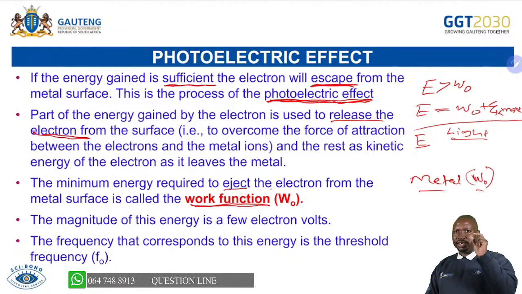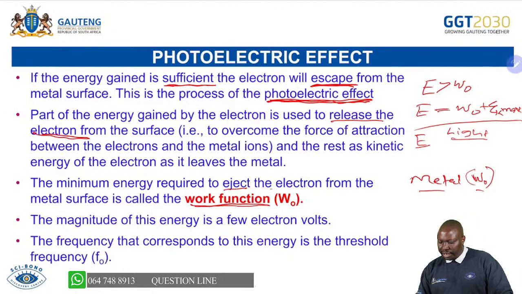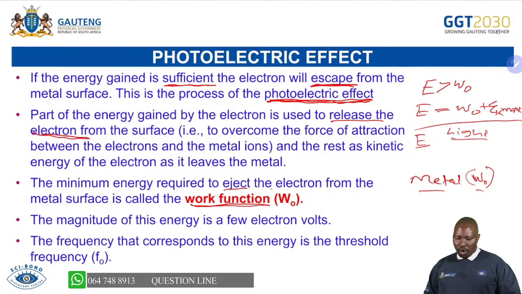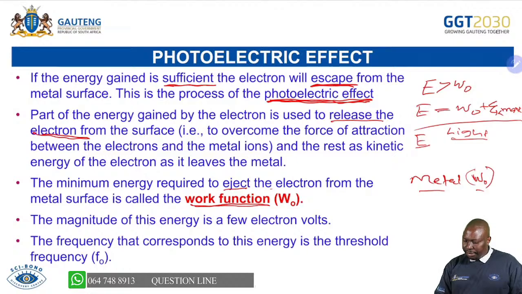If the energy of a photon is less, there will be no photoelectric effect. If they are equal, there will be photoelectric effect. But if it's greater, there will be a photoelectric effect. There will be removal of electrons, and the other energy will be converted to kinetic energy. And we are saying the magnitude of this energy is a few electron volts, and the frequency that corresponds to this energy is the threshold frequency, which is our third definition.